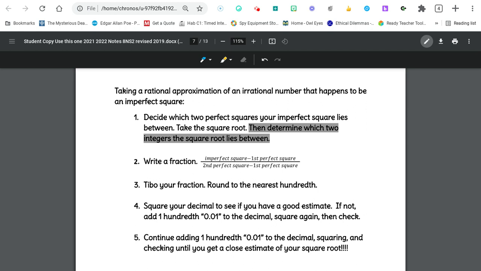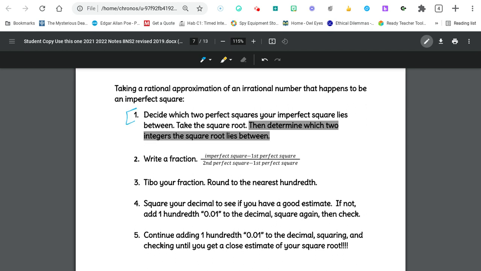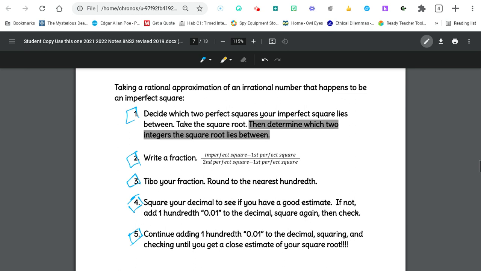I'm going to show you some steps. If you don't understand the way that I've been doing it, I'm going to show you some steps that will help you. These 5 steps will help you in approximating your irrational number, your irrational square root. But I'm only going to do those 5 steps.